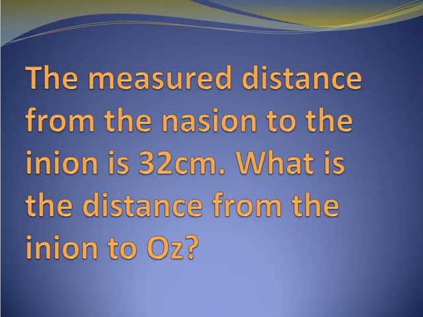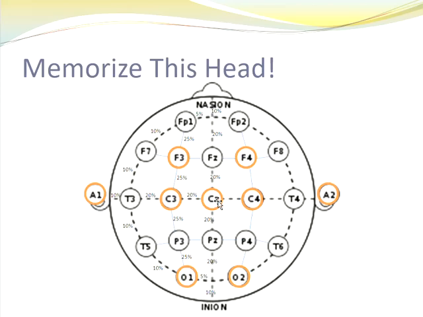We'll do the next one together. The measured distance from Nasion to Inion is 32 centimeters. What's the distance from the Inion to OZ? So let's go back to this head. Nasion to Inion is 32 centimeters, and the distance from Inion to OZ is 10% of that. So 10% of 32 is 3.2.